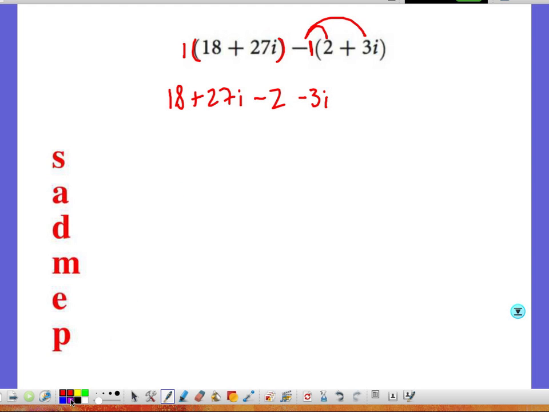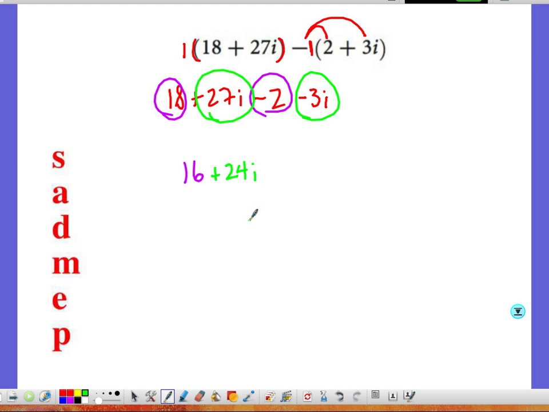So now we can go ahead and combine like terms. We have 18 minus 2, which is 16. And we have 27i minus 3i, which is going to be 24i. And there you have it. That is going to be your final answer: 16 plus 24i. Notice we treated the i as if it were a variable. So if you have 27i minus 3i, you just subtract the coefficients. 27 minus 3 is 24, and you have that i at the end.